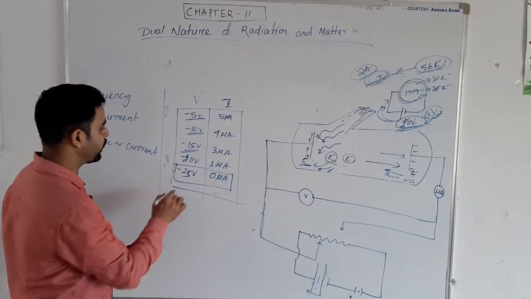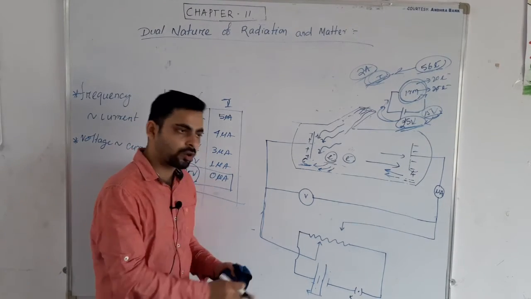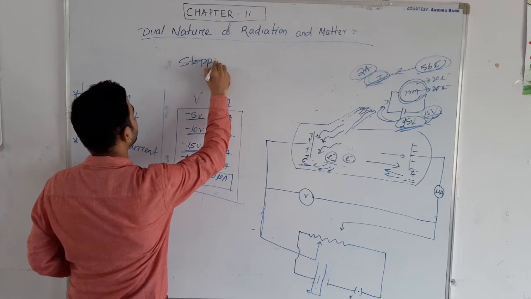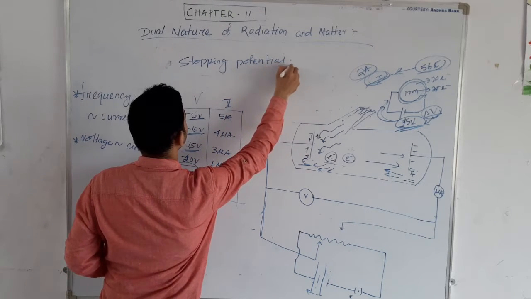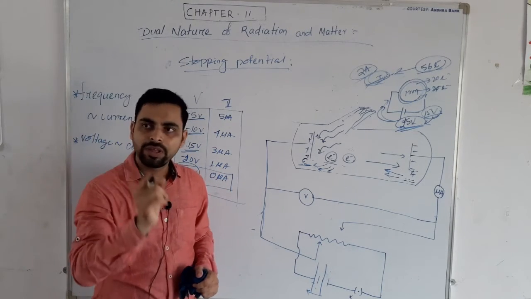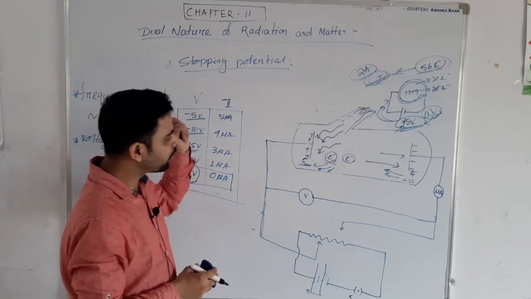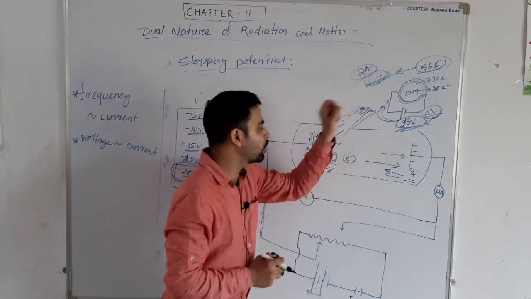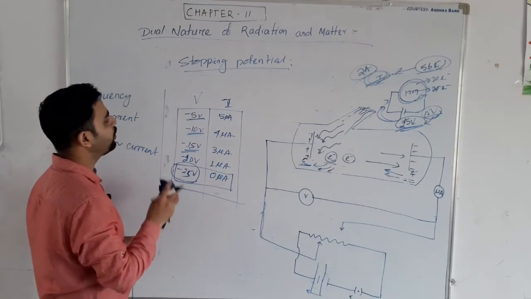So this voltage is called your stopping potential. What do you mean by stopping potential? Stopping potential means the potential, the voltage, at which all the electrons stop. None of the electrons can reach plate A. It is the potential at which none of the electrons can reach plate A. This is called stopping potential.